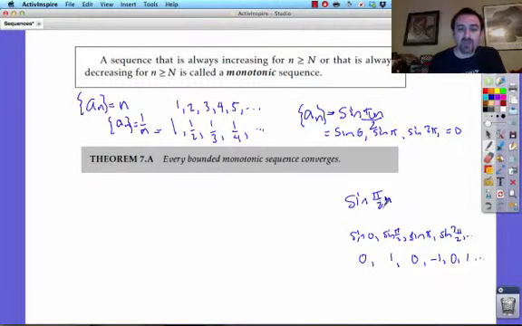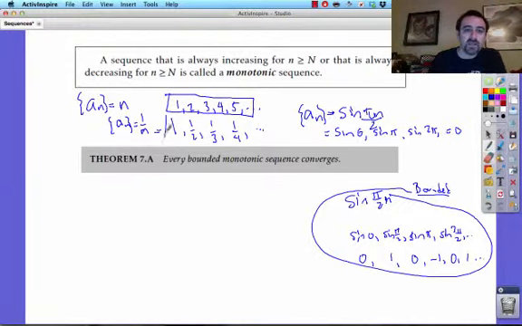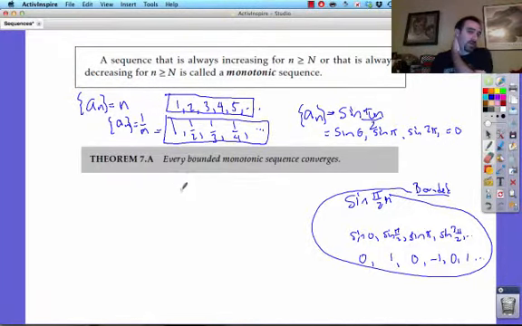Okay. However, this sequence here, the sequence that oscillates between 0, 1, 0, negative 1, 0, 1, 0, negative 1, has a property and it is bounded. Okay. So a bounded sequence simply means there's an upper limit or a lower limit. Okay. This sequence here is unbounded. It keeps on going towards infinity. This one is bounded below by 0. Okay. So the idea here, theorem 7.a is an interesting one, and it says every bounded monotonic sequence converges.